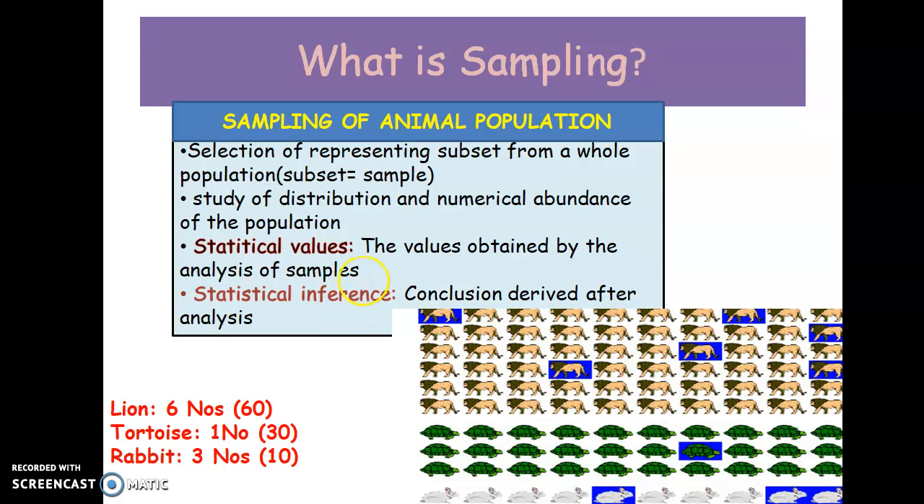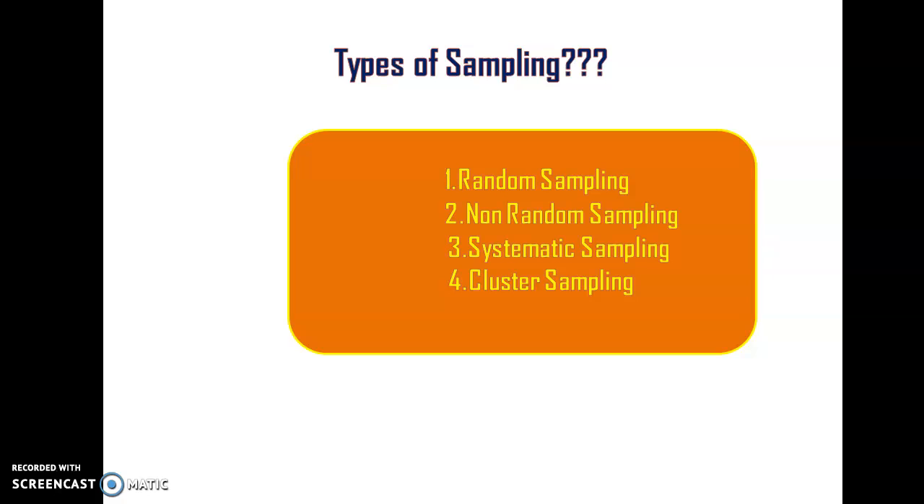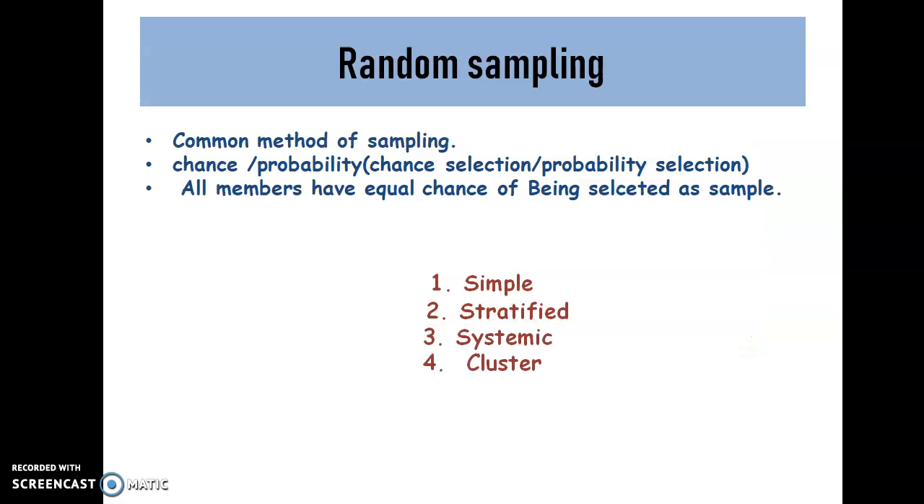And for what are we using sampling? For studying the distribution as well as the numerical abundance of the population, we are using the sampling method, right? What are the different types of sampling? Random sampling, non-random sampling, systematic sampling and cluster sampling are the most common types of sampling methods we are using.